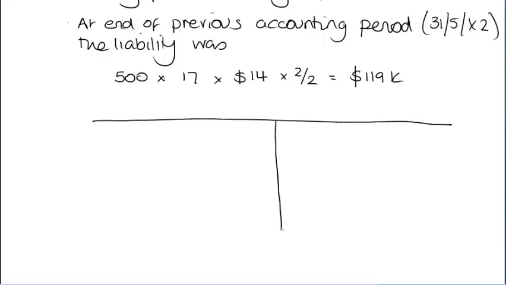Because this question is a little bit unusual, you might want to open up a ledger account, a little T account. Share appreciation rights. At the start of the year, our liability is 119,000. It then says, on the 31st of May X3, 7 managers exercised their rights when the intrinsic value of the right was $21.